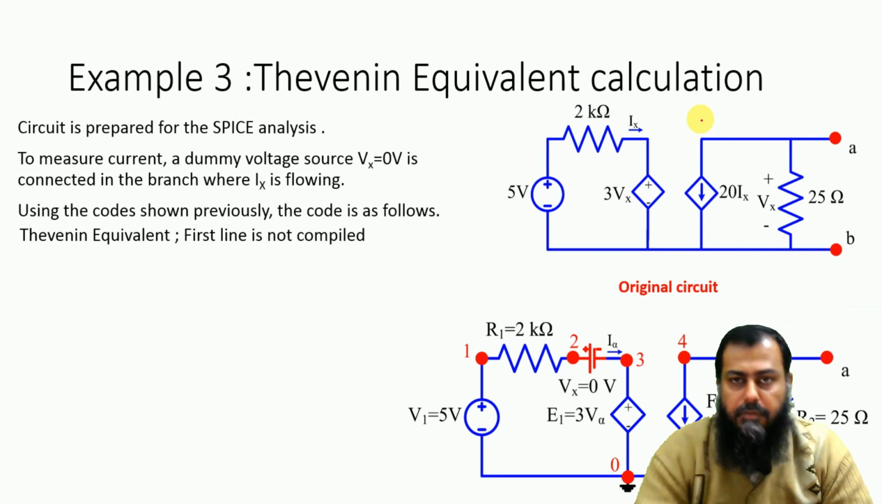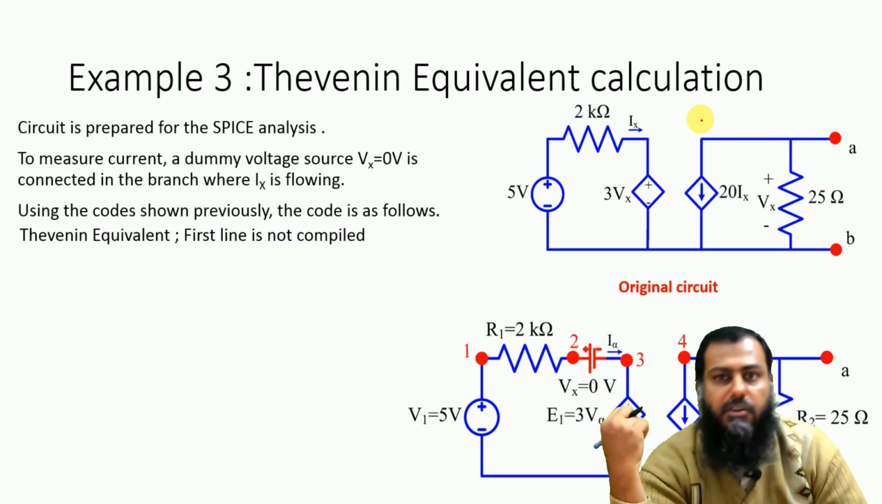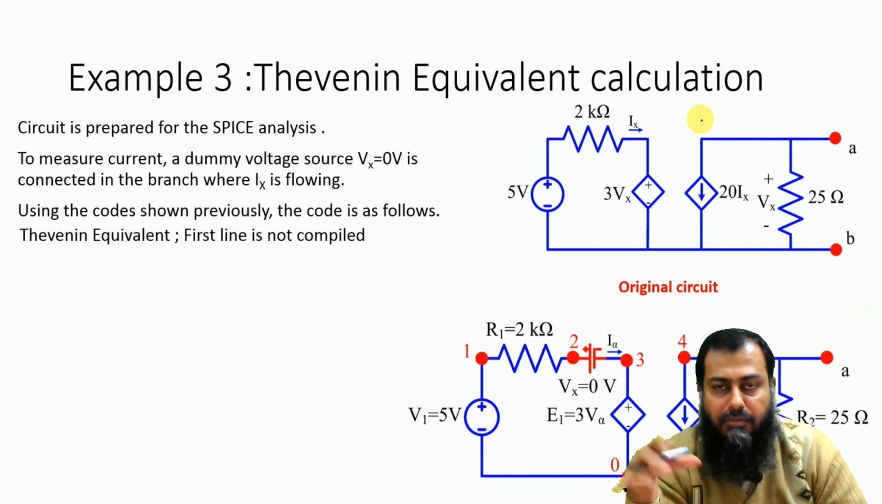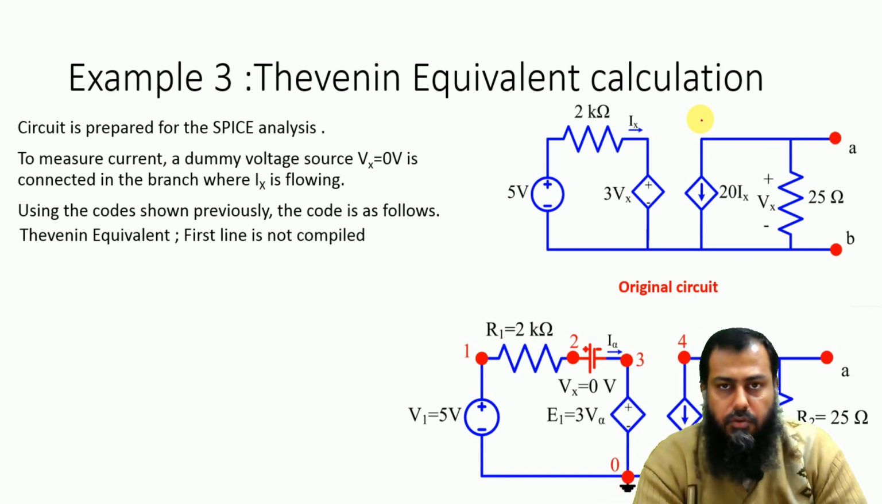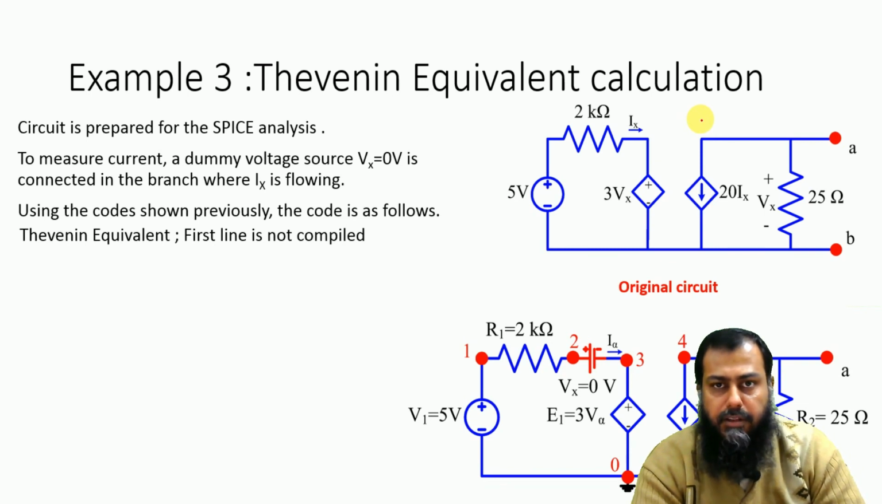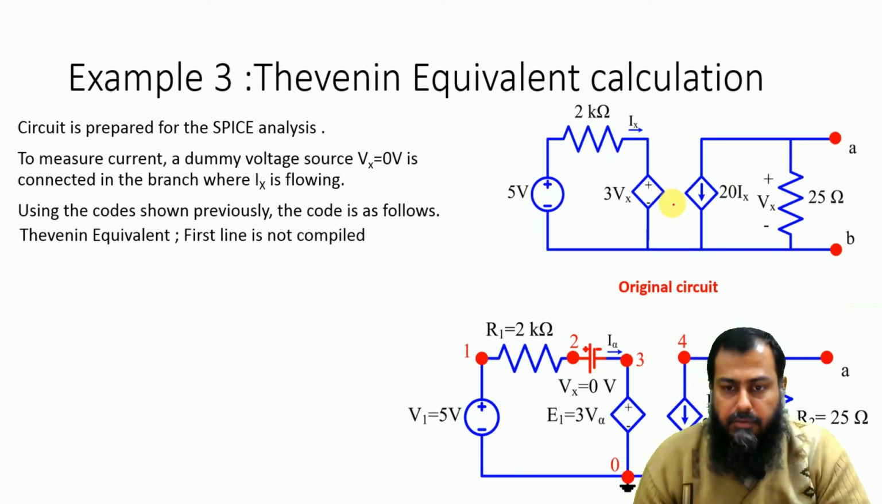Moving on to the next problem, how can we find out the Thevenin equivalent of a given circuit? Right. So far we have only studied how to model a simple circuit in PSpice. To go for a Thevenin equivalent, there is a special command, that is the .tf. So we shall see this particular circuit in a little bit of detail here.